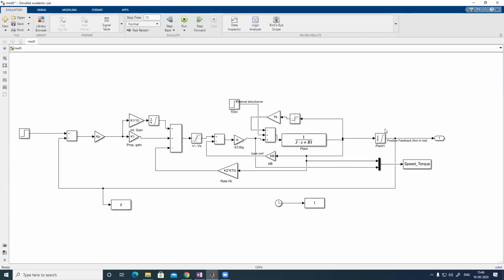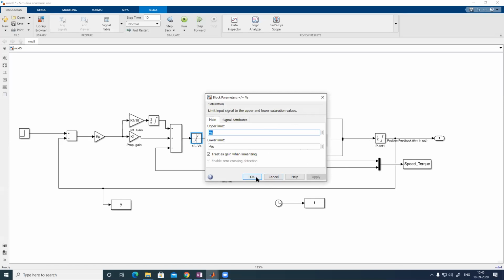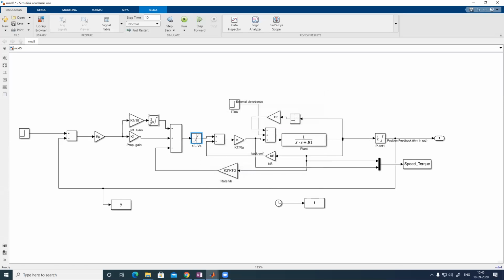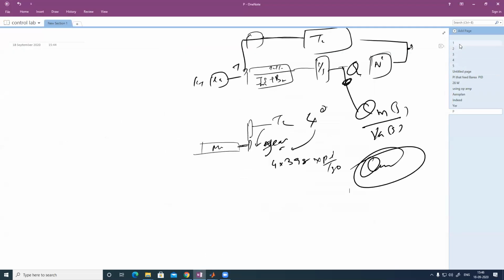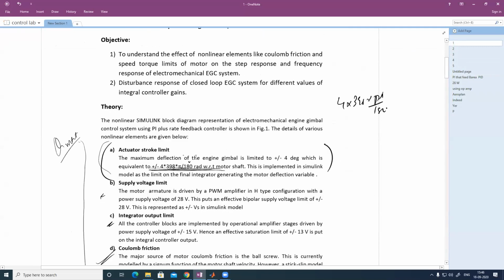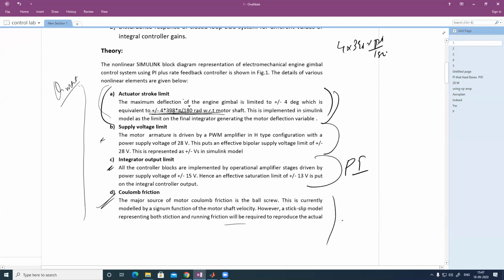So what are the limits for saturation block? This is voltage saturation limit, plus or minus 28 or Vs. And this is actually integrator, so integrator is plus or minus 13. And this one is actuator stroke limit, that corresponding to theta m limit. This is supply voltage limit. This is PI controller integrator output limit, and this is friction value.